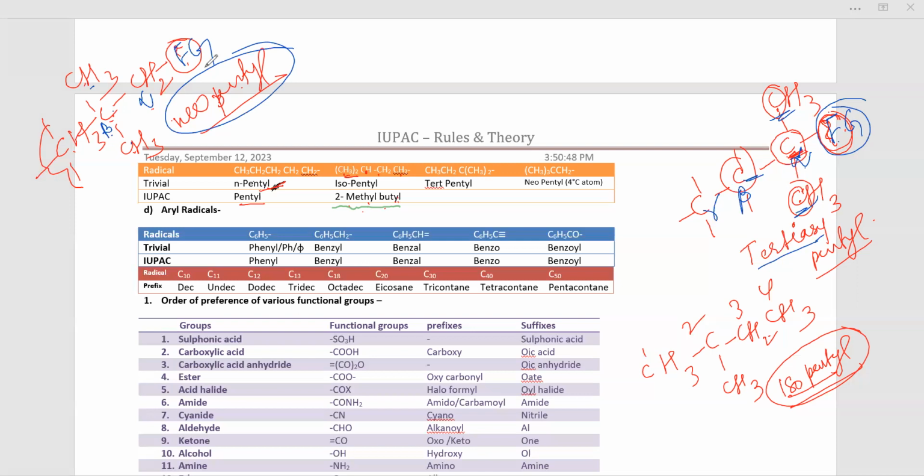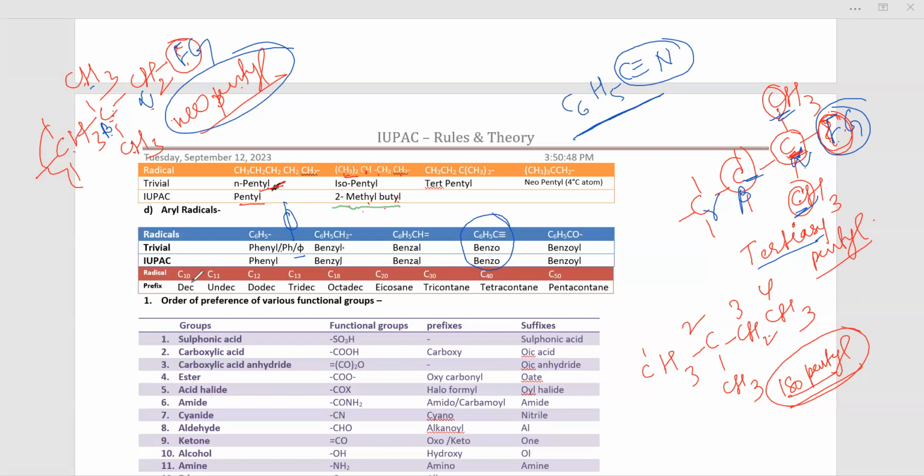And see, this all yesterday we did, what C6H5 is? Phenyl. This phenyl can be written as Ph, or this phenyl can be denoted as phi also. So this is phenyl. C6H5CH2 is benzyl. C6H5CO is benzo. This is what I was explaining there. C6H5CN. So this I told you benzo. And since you have counted the carbon of cyanide, it will be nitrile. So benzonitrile. Fine. And C6H5CO is benzoyl.